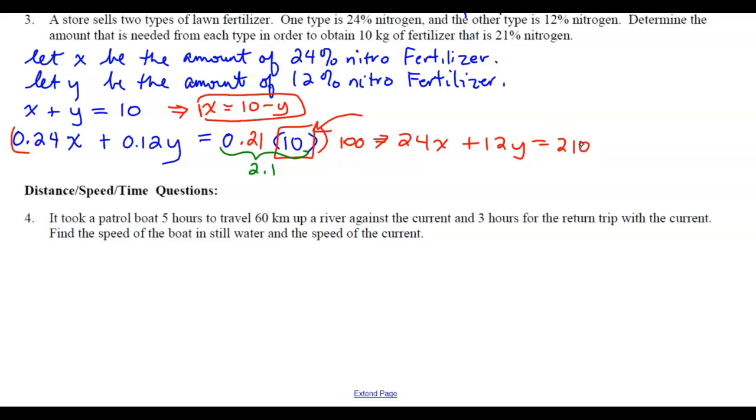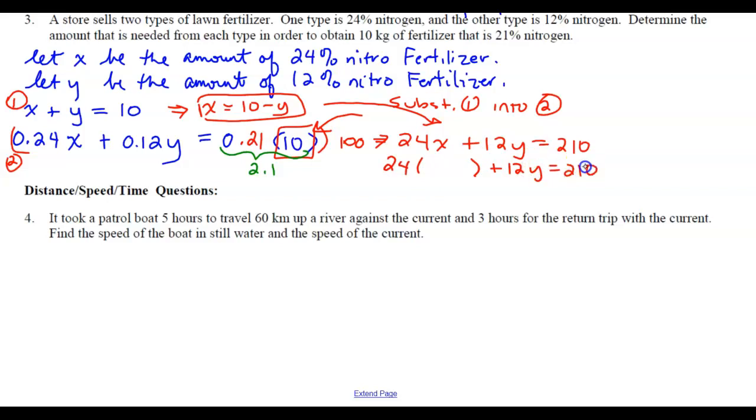Okay. Now, so this is equation 1. This is equation 2. So I'm going to substitute 1 into my new version of equation 2. You can put it in the original version of equation 2. You'll just have decimals as you work through. This one I won't. So now I'll have 24 bracket plus 12y equals 210. I'll put the 10 minus y in there.